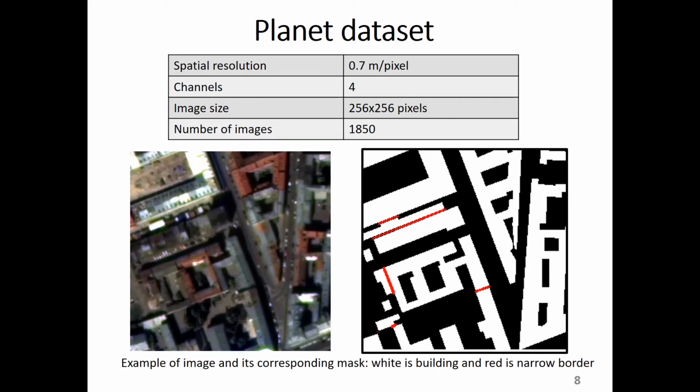After pre-training, our model was trained on Planet dataset. It includes about 1,800 images with spatial resolution of 0.7 meter per pixel. On the slide you can see example of image and corresponding mask. If the border between buildings on satellite images of Planet database did not exceed 3 pixels, this boundary was marked by red.